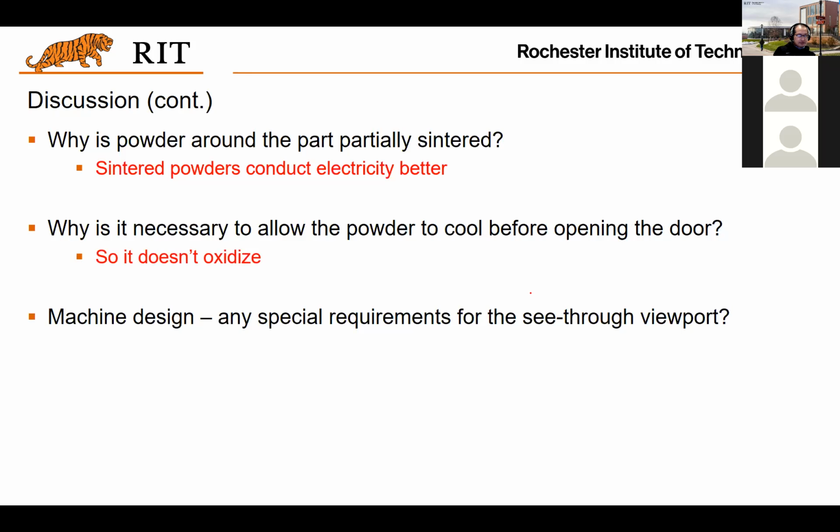And before the powder cools, you do not want to open the door, since the whole chamber is a vacuum. If you open the door while the powder is still at high temperature, the powder will oxidize immediately. Be aware of this. You do not want to open the door before the powder cools.